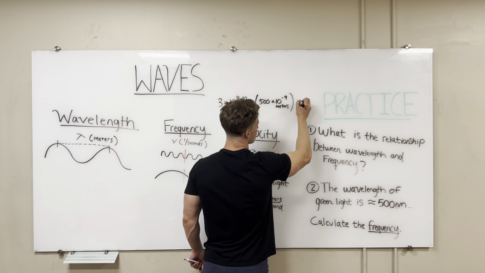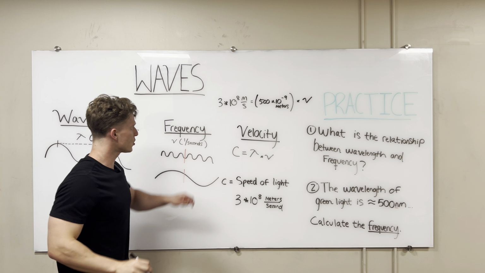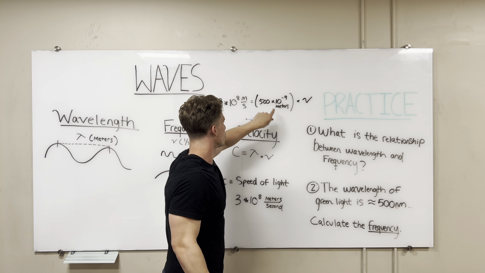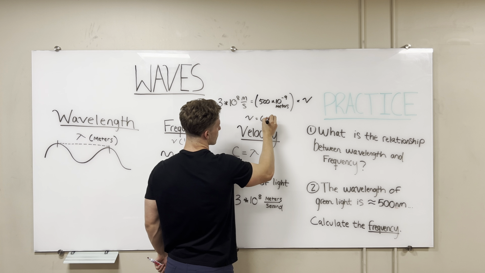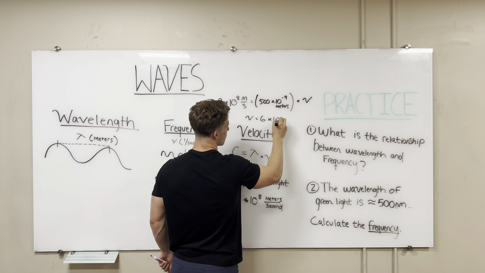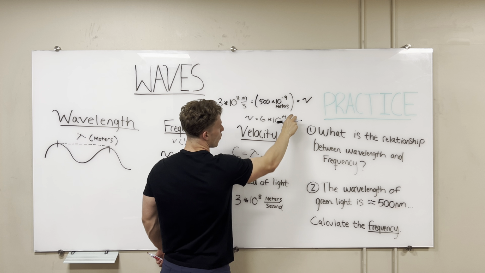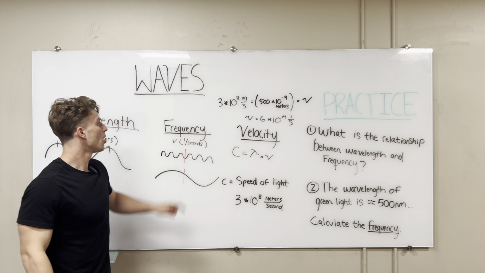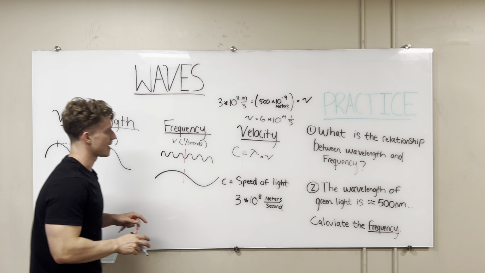So all we're left with is our frequency. If we divide 3 times 10 to the 8th by this 500 times 10 to the negative 9th, our frequency will be 6 times 10 to the 14th 1/seconds, or reciprocal seconds, and that is the correct unit for frequency. So we talked about wavelength, frequency, and how to use this formula.